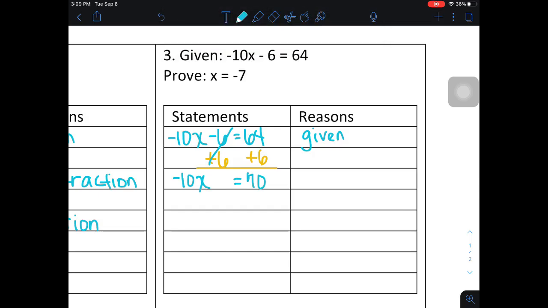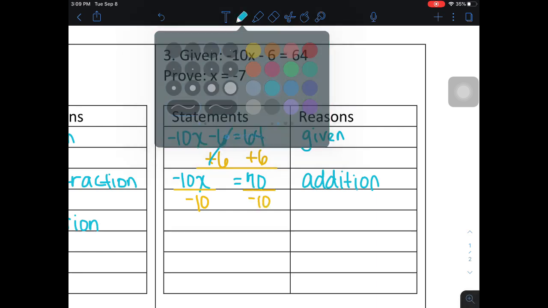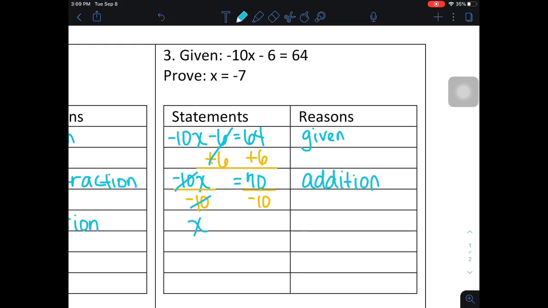All right, so now, how did I get here? I added 6 to both sides. So I used the addition property of equality. All right, next step. I see that I am multiplying negative 10 by x, so I need to divide by negative 10. Always do the opposite when you are solving. So now the negative 10s will cancel, and x equals 70 divided by negative 10, which is negative 7.